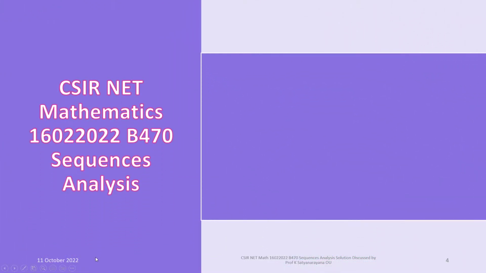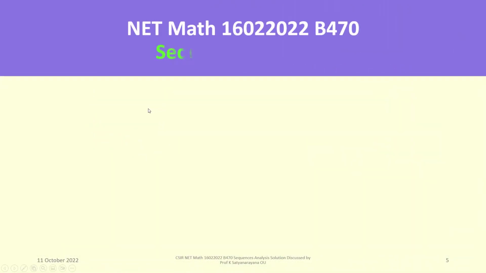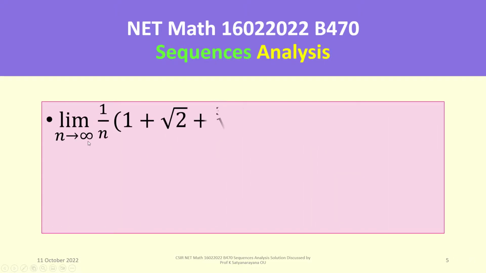We now discuss the solution of a problem from the section analysis, and this question is on sequences. The problem is: limit n tends to infinity of 1 by n, in brackets, 1 plus square root of 2 plus the cubed root of 3 plus so on and so forth plus nth root of n.